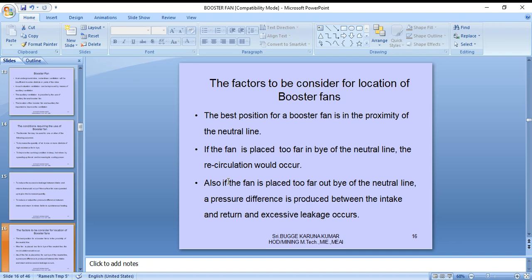The best position for a booster fan is in the proximity of the neutral line. This is very important as far as the neutral line is concerned. If the fan is placed too far in by of the neutral line, recirculation would occur. Also, if the fan is placed too far out by of the neutral line, a pressure difference is produced between the intake and return, and excessive leakage occurs.